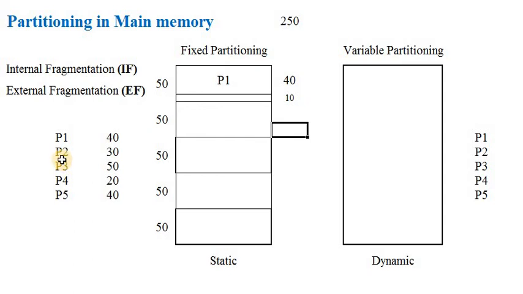So next, go for the second process. What is the size of the second process? That is 30. So whether 30 is less than the partition size or not. What is the partition 2 size here? 50. So 30 is less than 50 or not? Yes, 30 is less than 50. So we can easily allocate that process into the main memory.